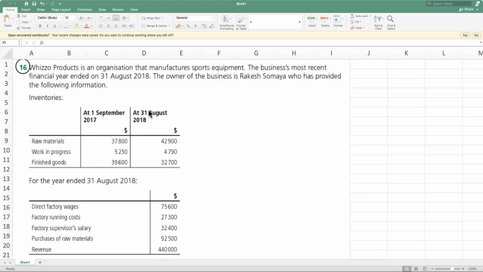This is your opening balance. This is your closing balance. Remember that your closing date is on the 31st of August 2018. So some of you might find this a little bit more difficult than others because it's not January 1st to December 31st. This is still one financial year.